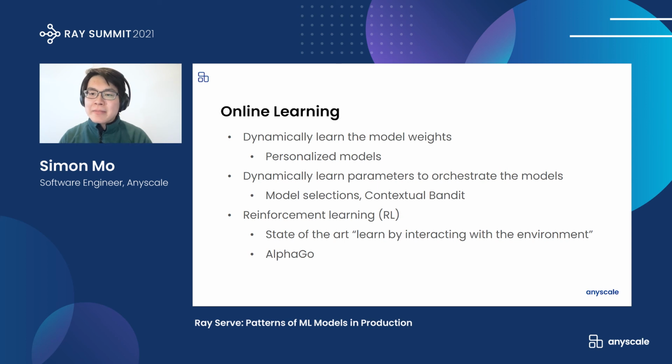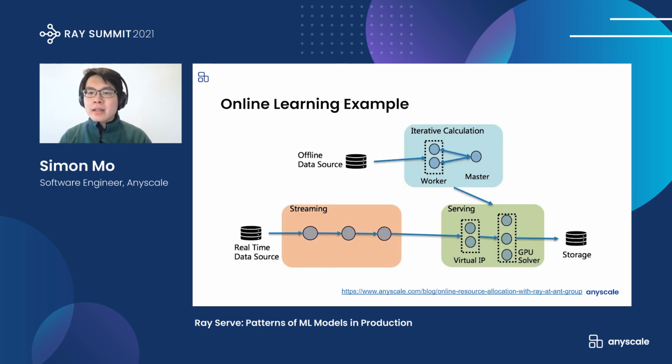There are use cases for dynamically learning model weights online as users interact with your services. These updated model weights can contribute to a personalized model for each user or each user group. There are also use cases for learning parameters to orchestrate or compose the model, for example, learning which model the user prefers. This often manifests in the model selection scenario. And lastly, of course, there's the paradigm of reinforcement learning, which you're going to hear more about in different reinforcement learning related talks in the Summit.